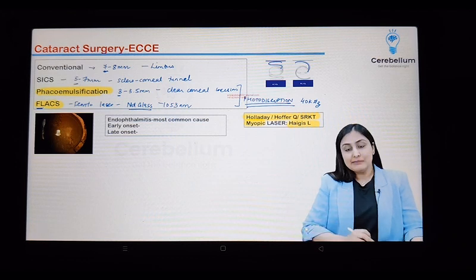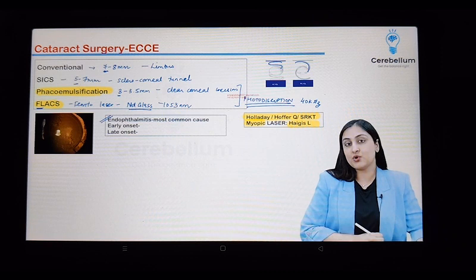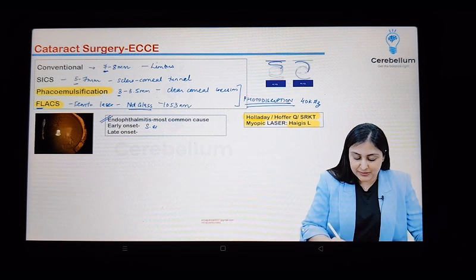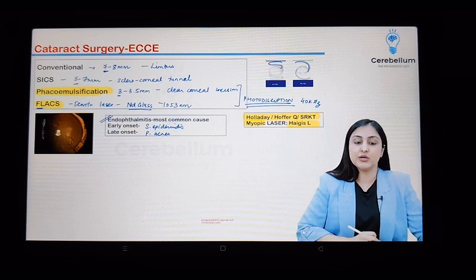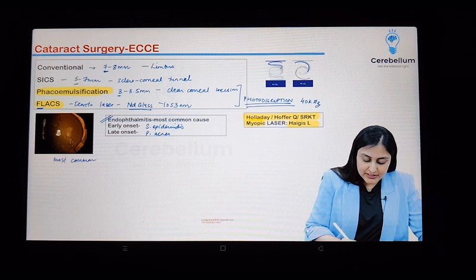Coming on to the important stuff, that is complications. The most threatening, deadliest complication is endophthalmitis. The most common cause in an early onset endophthalmitis is Staphylococcus epidermidis, whereas in late onset it is Propionibacterium acnes. So this is something which is very, very fulminant that you want to prevent. The most common delayed complication that you want to remember is posterior capsular opacification.